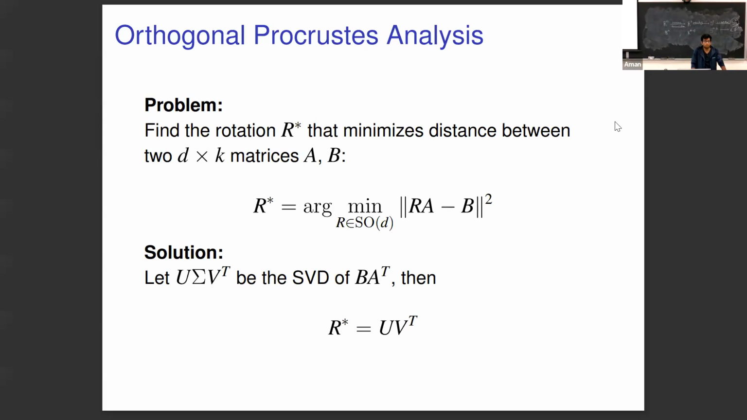Any questions? What would happen if the determinant is -1? So, determinant -1 for this question? Yeah, then you get a flip.